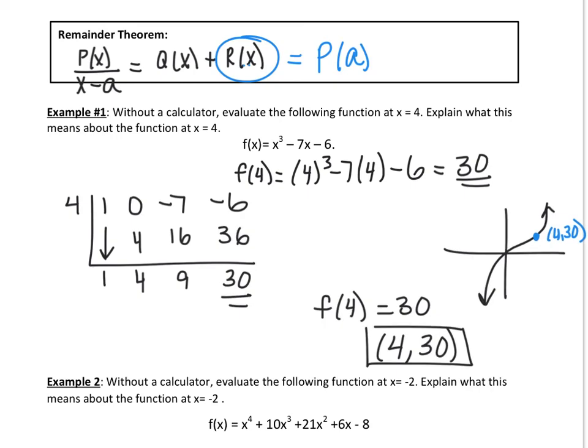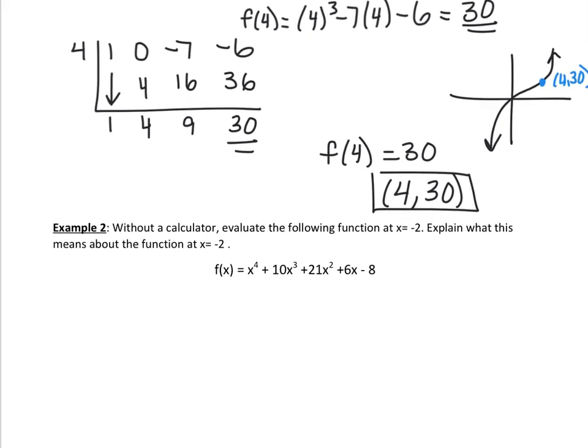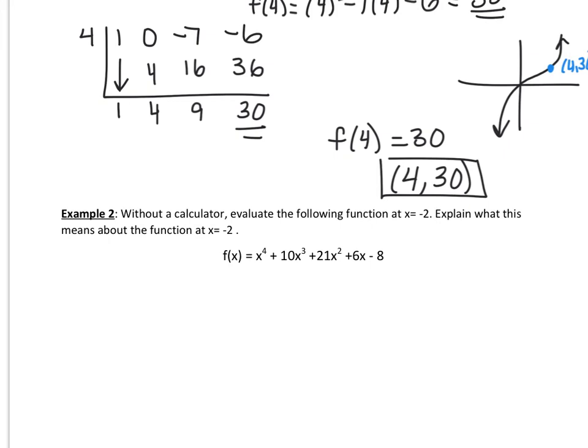Alright, let's see if we could do the second example. So again, without a calculator, let's see if we can evaluate this whole thing when x is -2. Now we can use synthetic division again and put -2 here. It's much easier than using long division. And we'll put all of the coefficients. Do I have all the powers? I have a 4, a 3, a 2, a 1, and a number. Perfect. So 1, 10, 21, 6, and -8.